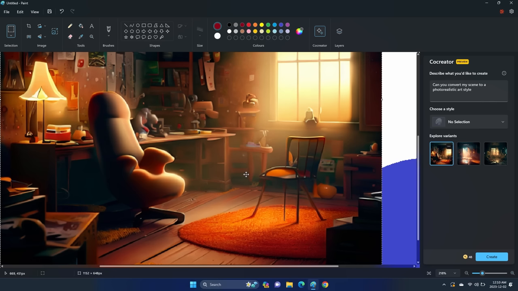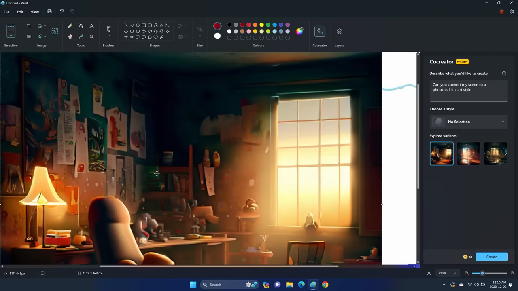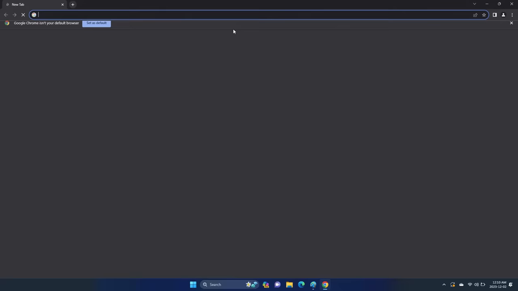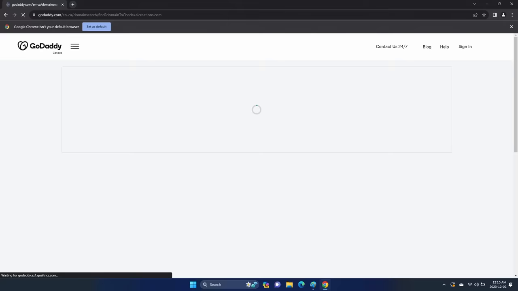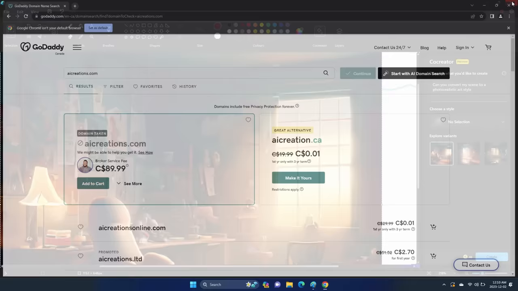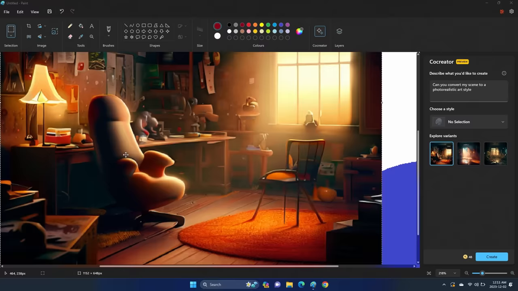Someone creates... People are already grabbing the domain. Yeah, I'm sure they are. It's over. What are these other ones it came up with? Hold on a second. Did anyone own it already? I'm sure there are people who already have it ready to go. I hate that GoDaddy is still the fastest way to check this. No, man, that's taken. AIcreation.ca is for 1 cent. Nice.